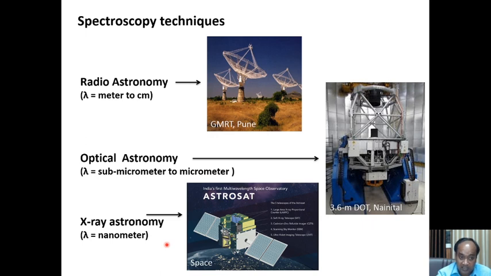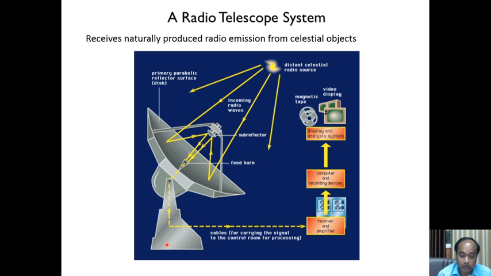And then we also have an X-ray payload, AstroSat, which was flown in space by ISRO a few years ago, and that is an X-ray observatory. Now, all these branches of astronomy, or all these wavelengths, basically do spectroscopy, and I will briefly go through each of them. So first we start with the low energy or the longer wavelength, which is the radio telescope system. A radio telescope basically receives naturally produced radio emission from celestial objects. There are many celestial objects which are naturally emitting radio waves at different frequencies.